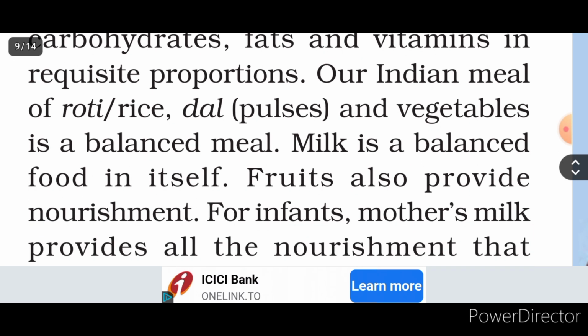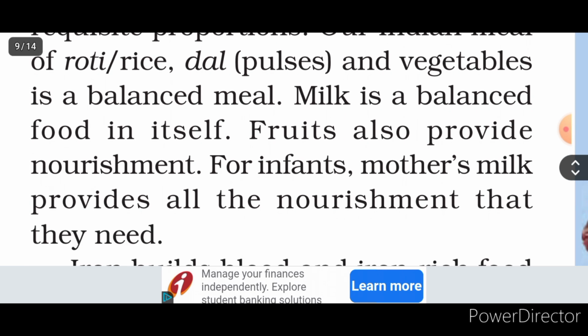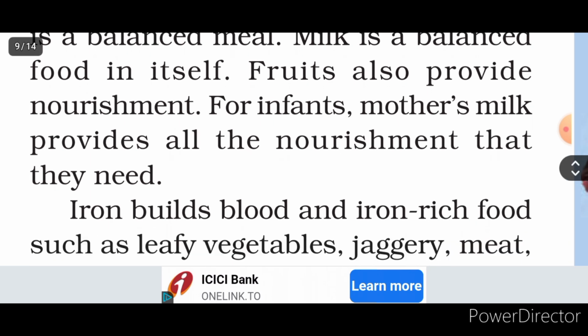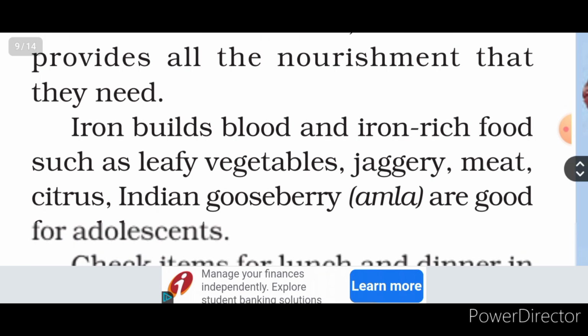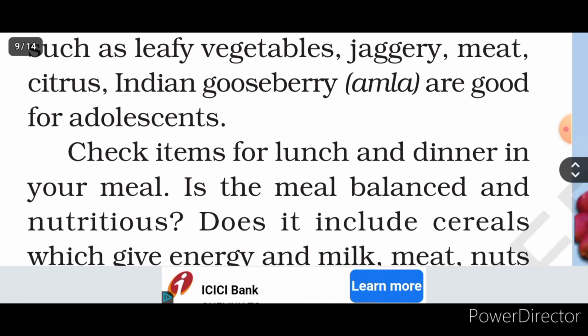Our Indian meal of roti, rice, dal, pulses, and vegetables is a balanced meal. Milk is a balanced food in itself. Fruits also provide nourishment. For infants, mother's milk provides all the nourishment that they need. Iron builds blood, and iron-rich foods such as leafy vegetables, jaggery, meat, citrus, and Indian gooseberry, amla, are good for adolescents.